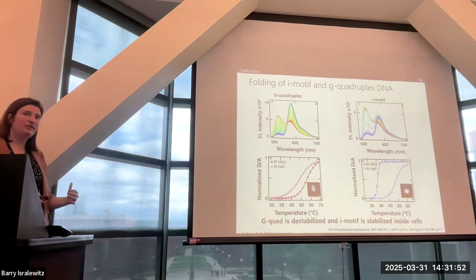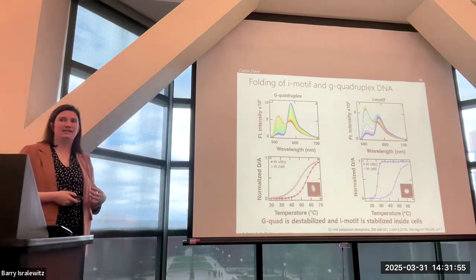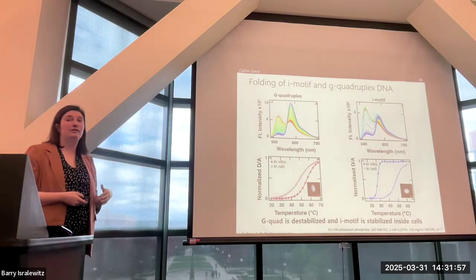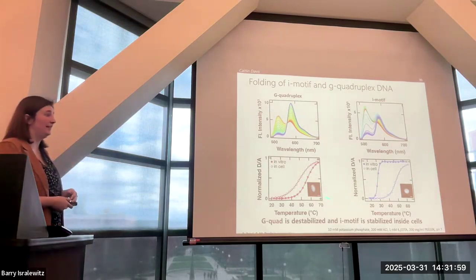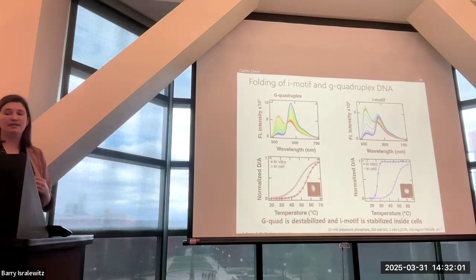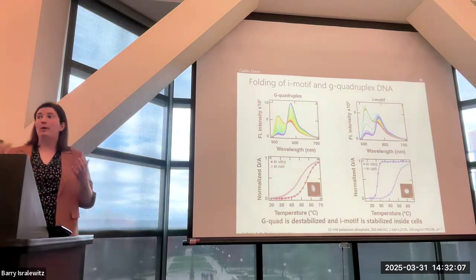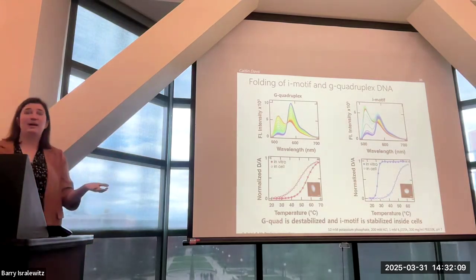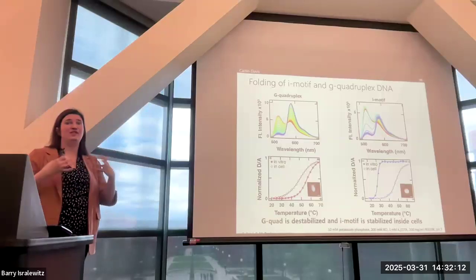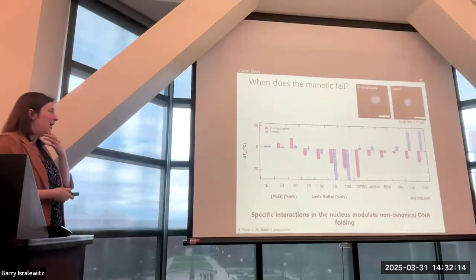So here we are microinjecting our labeled DNA into the cell. It will go to the nucleus on its own, and then we're just monitoring the kinetics and thermodynamics in the nucleus of the cell. So we wanted to use our mimetic to understand what's going on in these compartments. So why is G quadruplex destabilized? Why is i-motif stabilized? And are the same interactions giving rise to this?